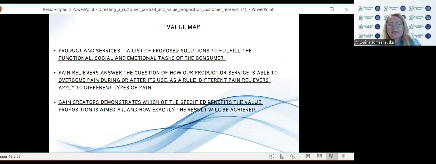Value map. Products and services: a list of proposed solutions to fulfill the functional, social, and emotional tasks of the consumer. Pain relievers answer the question of how our product or service is able to overcome pain during or after its use. As a rule, different pain relievers apply to different types of pain. Then creators demonstrate which of the specific benefits the value proposition is aimed at, and how exactly the result will be achieved.